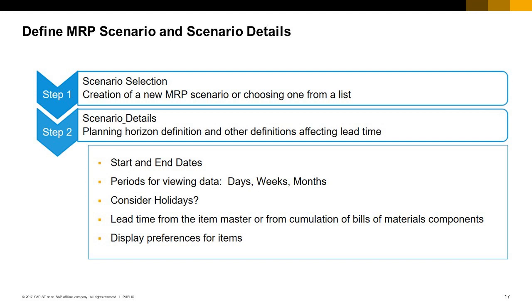You set dates and the periods for the planning horizon. This is the time frame that will be considered in the MRP run. MRP will consider all the demands and supplies that have a due date within the planning horizon. If you've defined holidays and weekends, then MRP will take those into consideration when running.